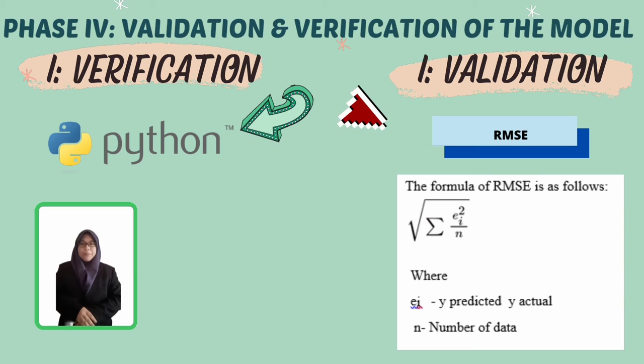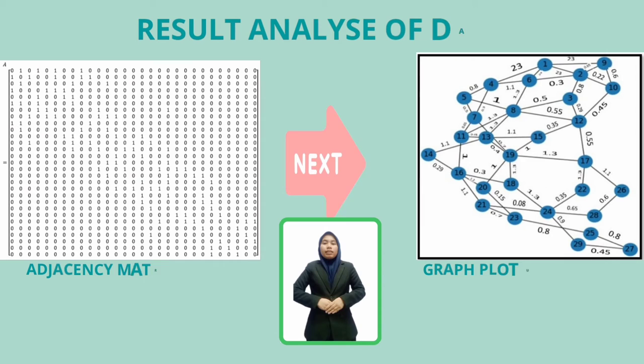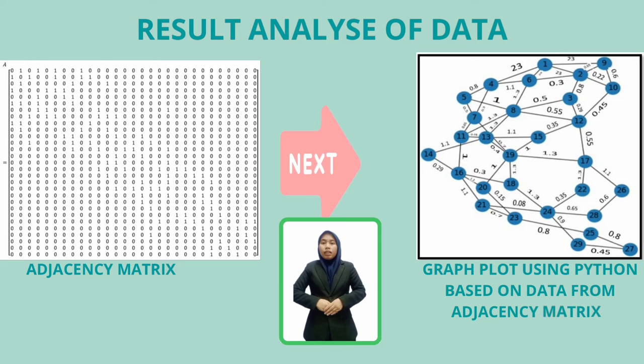Phase 4, validation and verification of the model. We use Python to verify the model and validate using RMSE. Design discussion. The analysis of the data, which is the route traversed by the garbage collector, is presented in the form of an adjacency matrix and distance matrix. This information is transformed into a graph as shown in the figure above.